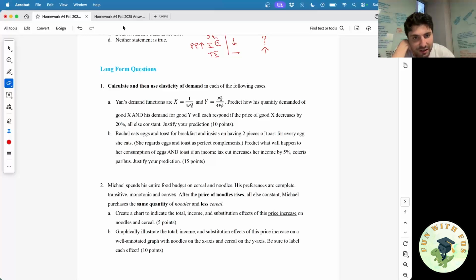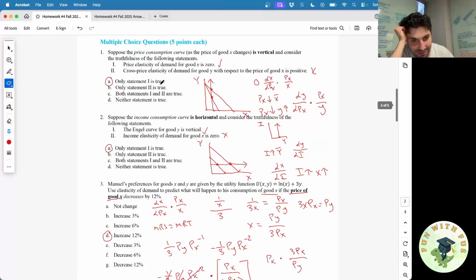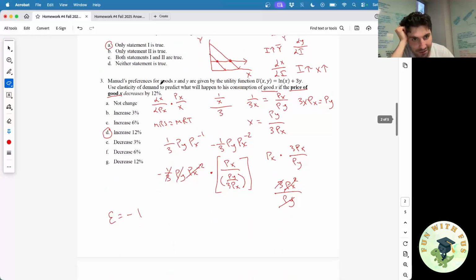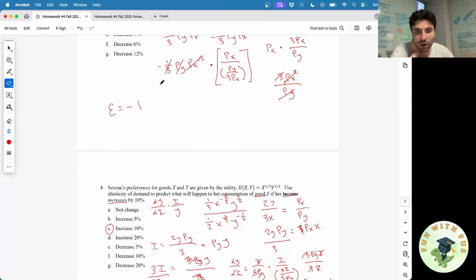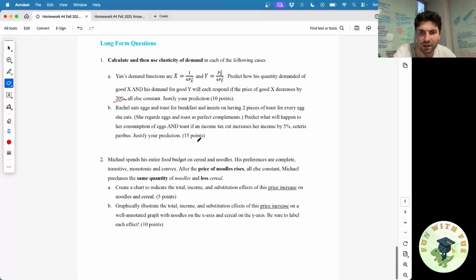But Jan's demand function, so we're given some demand functions, predict how the quantity demanded changes. I see that it's changing by a percent. So whenever I see this percent thing, I'm probably thinking that I need to use the elasticity formula, which we just did a bunch of up here, number 3, with Consignor Manuel and Serena. So I would copy the steps there.